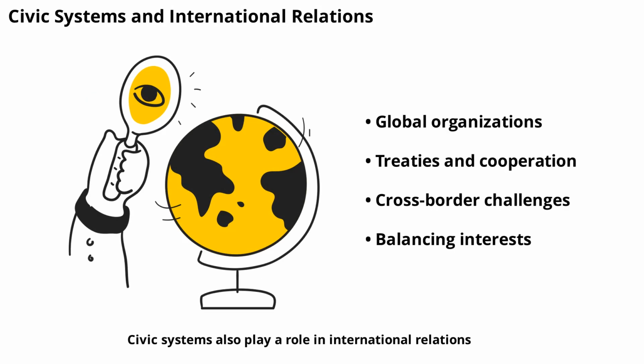Civic systems also play a role in international relations. National governments represent their countries in global organizations, negotiate treaties, and address cross-border challenges like trade, security, and climate change. International cooperation is essential for peace, prosperity, and solving global problems. Civic systems must balance national interests with global responsibilities.